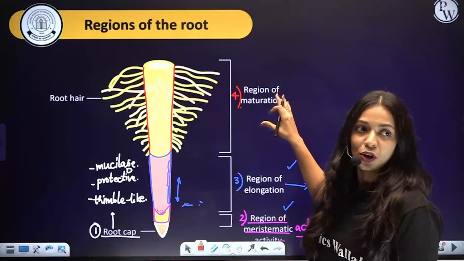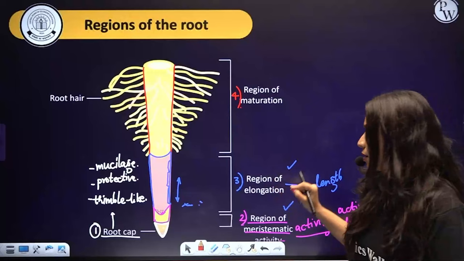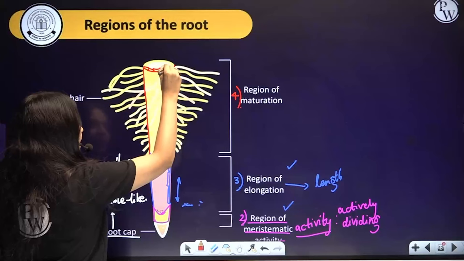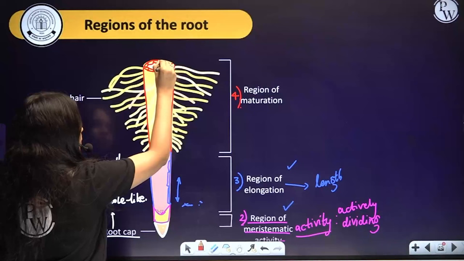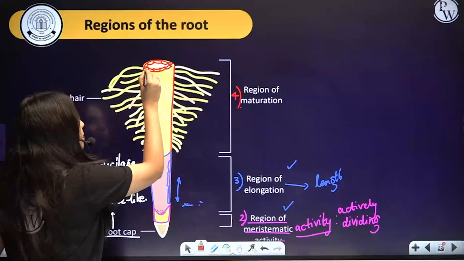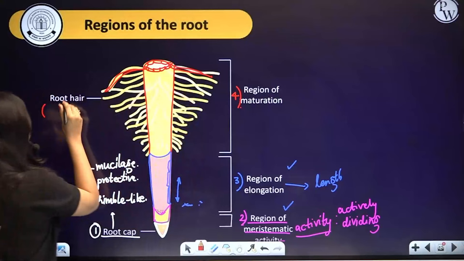Now one thing about the region of maturation is that in this region, the cells will have root hair. So the outermost layer of cells that is present in the root in the region of maturation or differentiation, the outermost layer of cells which we call the epidermis, those cells will form very thin thread-like extensions like this that will form the root hair.